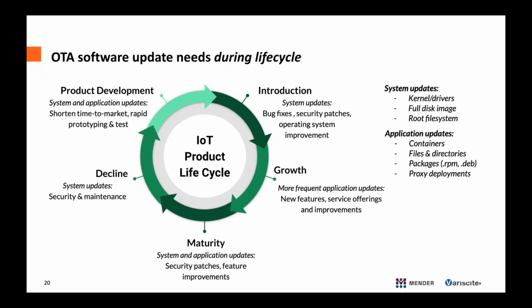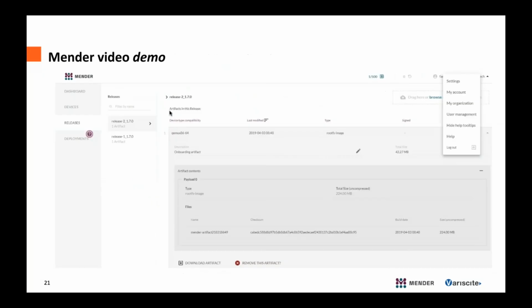Early on, you'll probably be issuing new features and bug fixes to your application. But through the maturity cycle, you'll probably be just moving down into less frequent updates, but for things like CVEs and security issues. So it's certainly important to consider OTA throughout the entire product lifecycle. And with that, I'm going to present a demo of the Mender system.